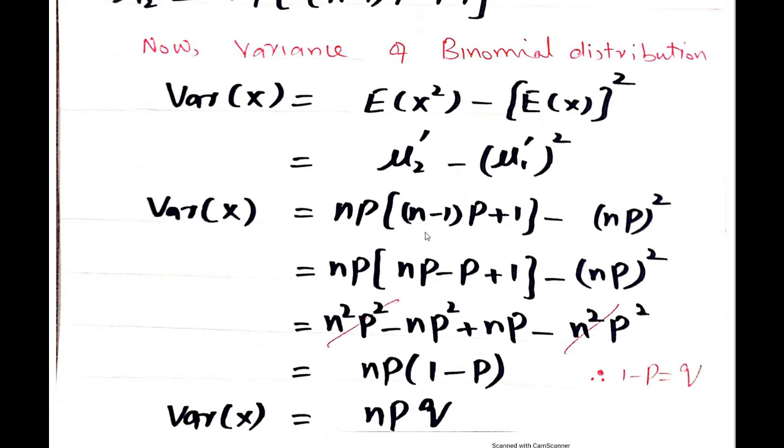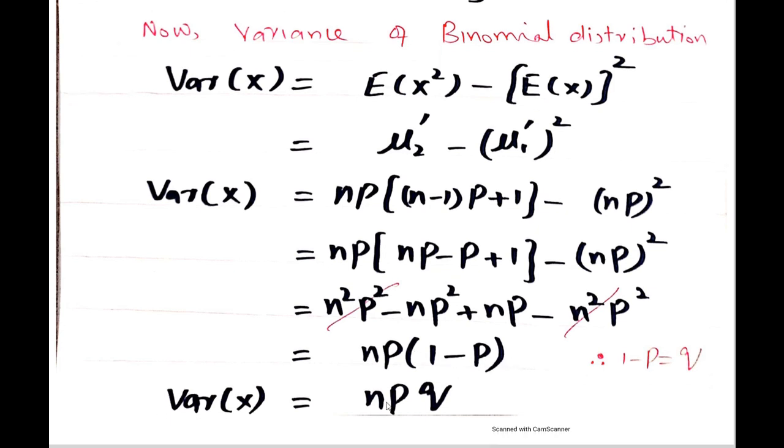First the inner product: np times (n minus 1)p plus 1, minus (np) whole square, is n square p square minus np square plus np minus n square p square. Cancel out this term with this term, take np common, 1 minus p is equal to q. So the variance of x is equal to npq.